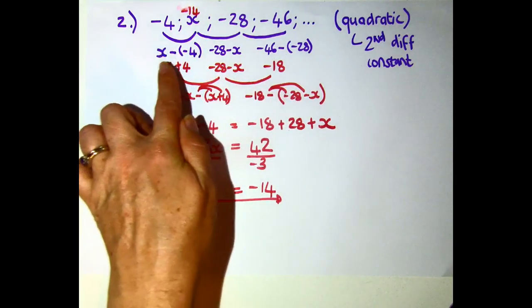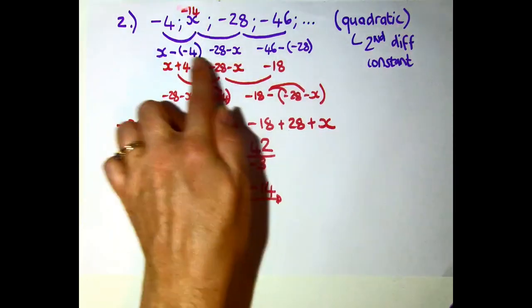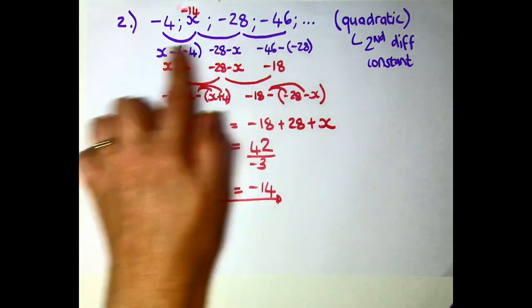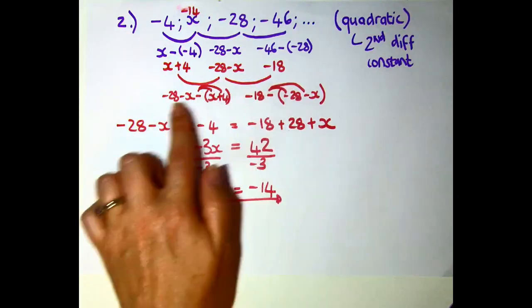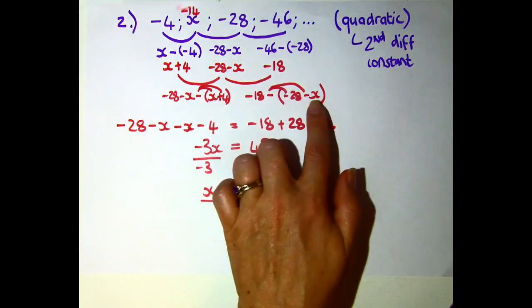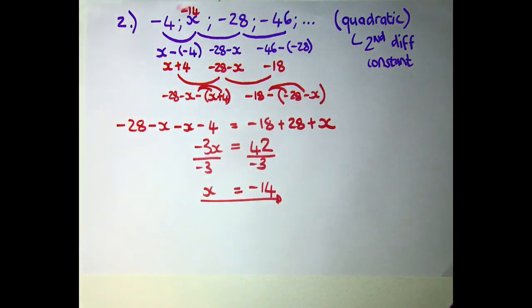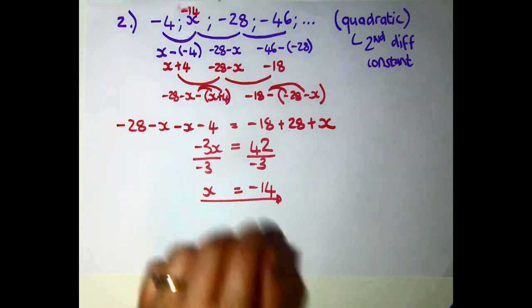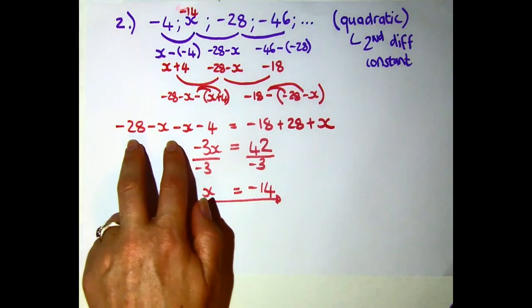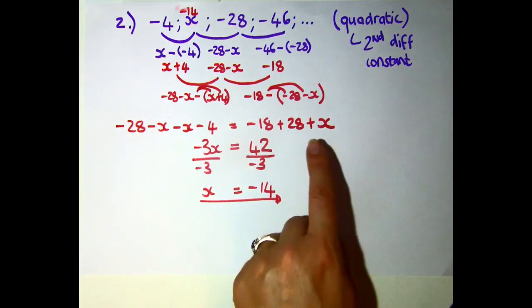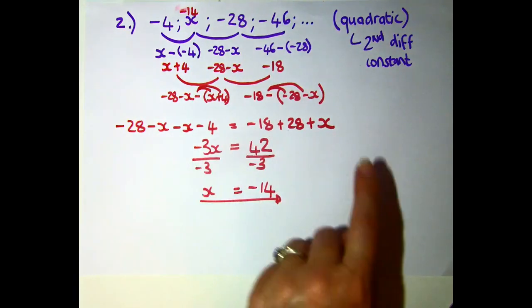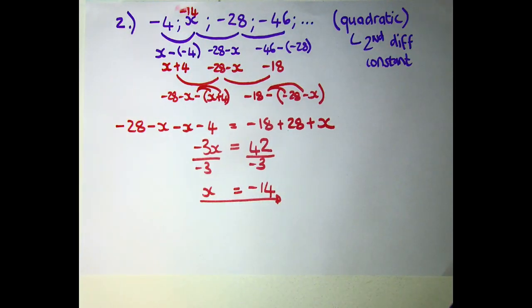So you work out your first differences and you have to use an x or an unknown in it, and it looks very messy. But when you get your second differences in terms of x, what you know from there onwards is that they're equal to each other. So you can simply take one second difference and the other second difference, make them equal to each other, and solve for your unknown.